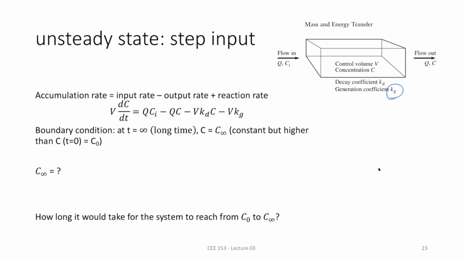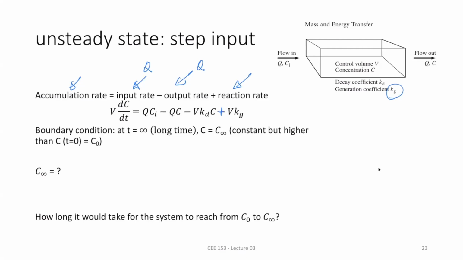Okay, so let's write the mass balance equations. Again, same way, volume times concentration change in the system is whatever coming in minus whatever going out plus or minus the reaction term. So the accumulation rate in the system is the input rate because of flow, output rate because of flow, and then there are the reactions. And here there are two reactions. One reaction destroys the contaminant. Another is producing. There is a typo here. It should be plus because you are creating generation.